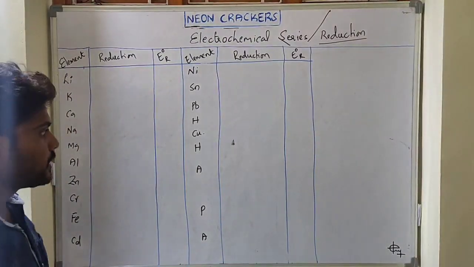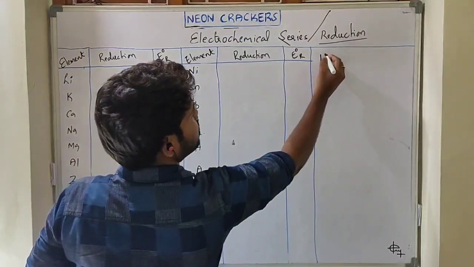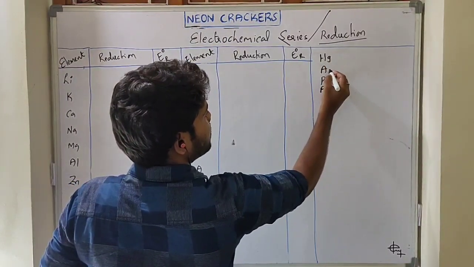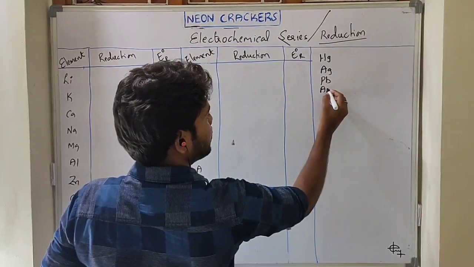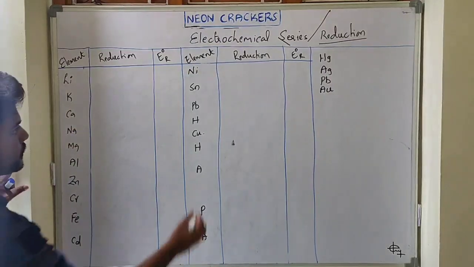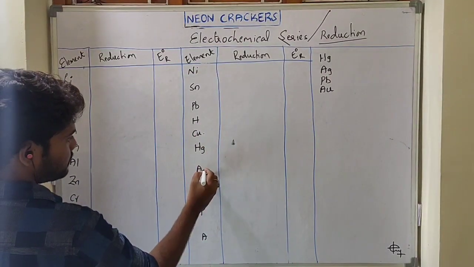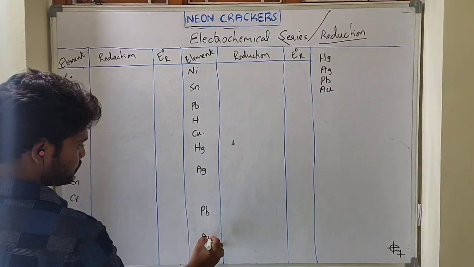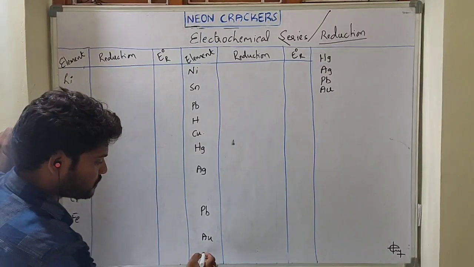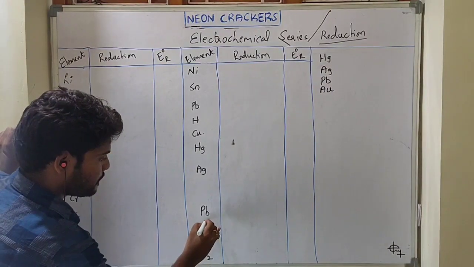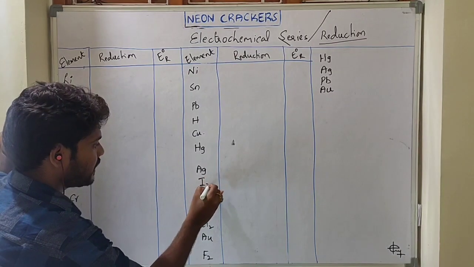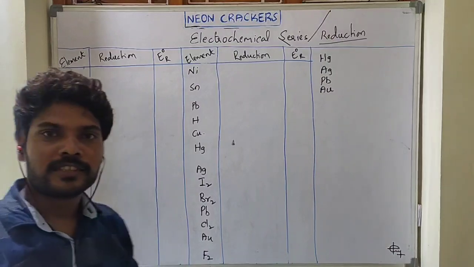What is Hapa? Hapa stands for mercury, silver, lead, gold. So I'm writing here Ha Pa. Right? And from bottom to top, you have to write here fluoro, chloro, bromo, iodine. And this is the simple series of the electrochemical series.